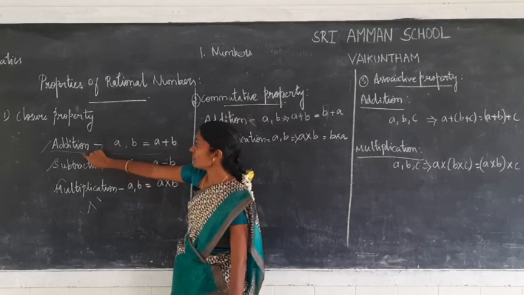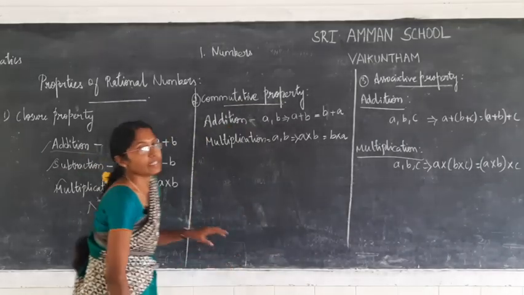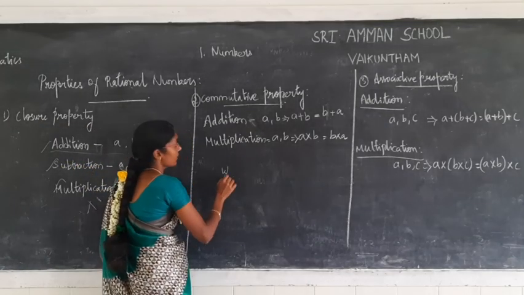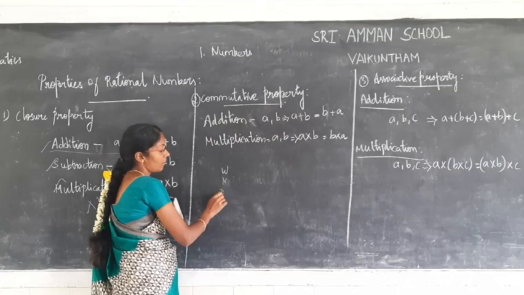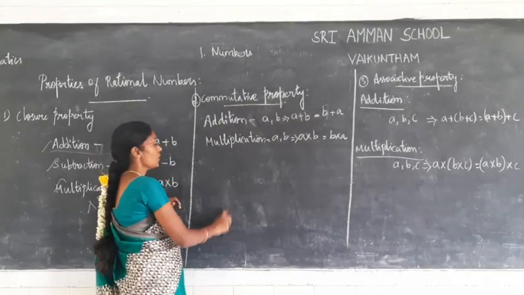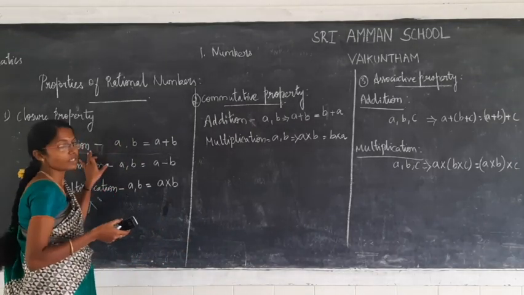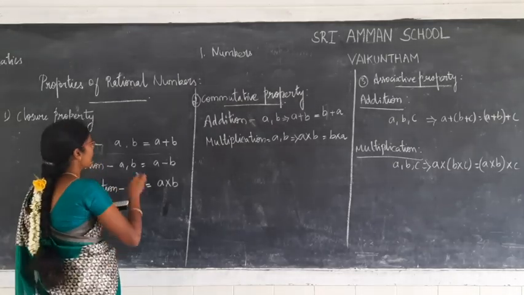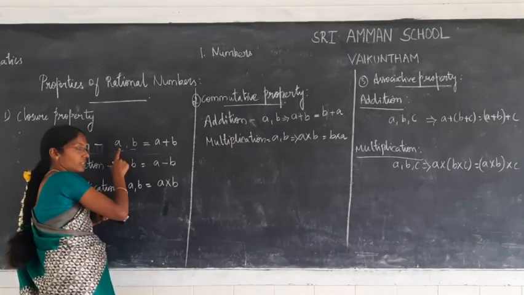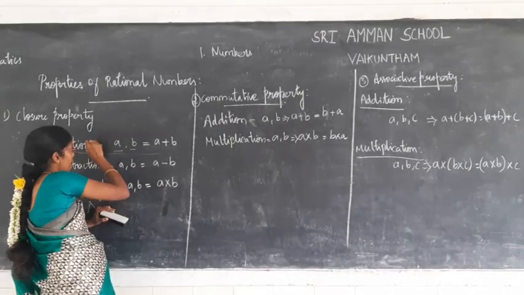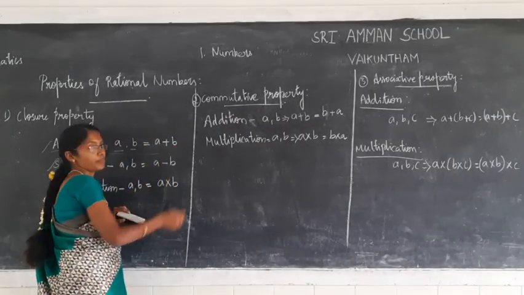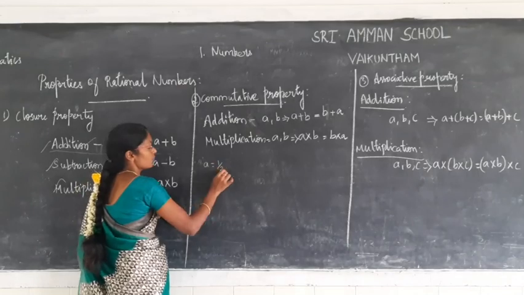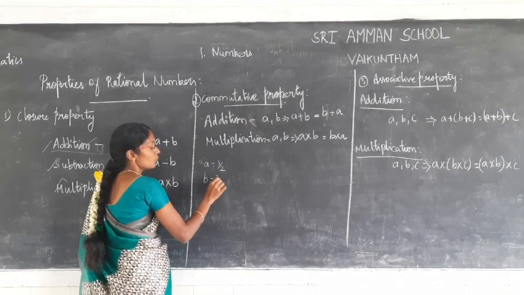So first, addition. For any rational number, what is a rational number? All the numbers, whole numbers, natural numbers, decimal numbers, are rational numbers. For closure property you can take any 2 rational numbers, consider A and B. For any 2 rational numbers A, B, the addition is A plus B. For example, A you can consider 1 by 2, B you can consider 2 by 3.